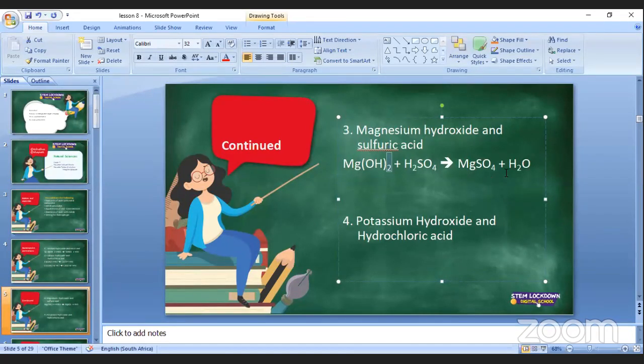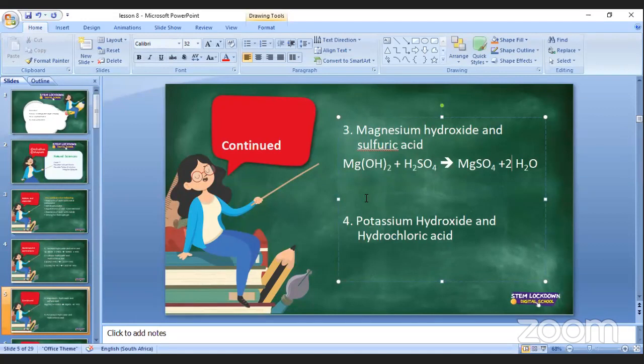If we put a coefficient 2 here, then how many do we have? Now everything is equal. Are we clear, grade 9s? We've got 4 on the right, and 4 on the left for hydrogen atoms. We've got 6 oxygen atoms on the left and 6 oxygen atoms on the right. So magnesium, and SO4, we are good to go. We have balanced our equation.